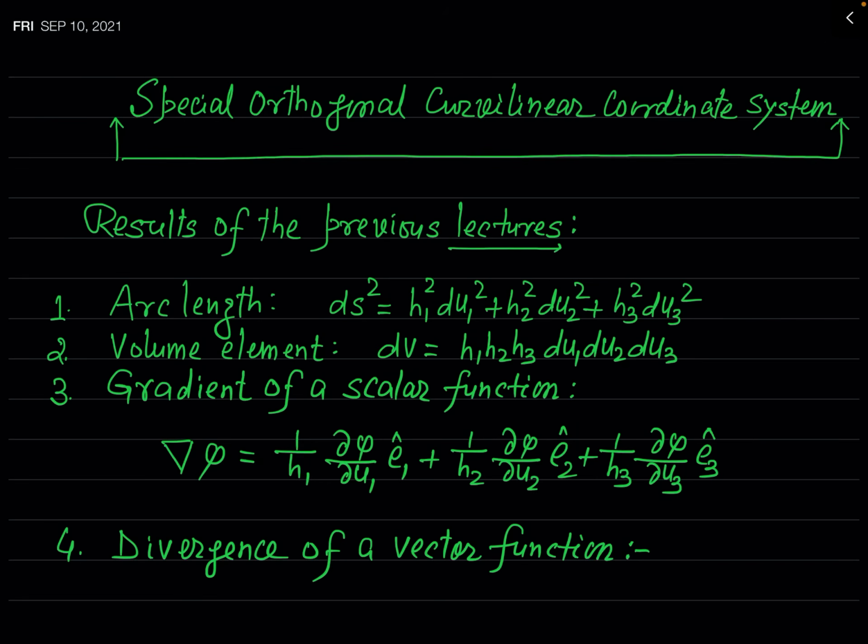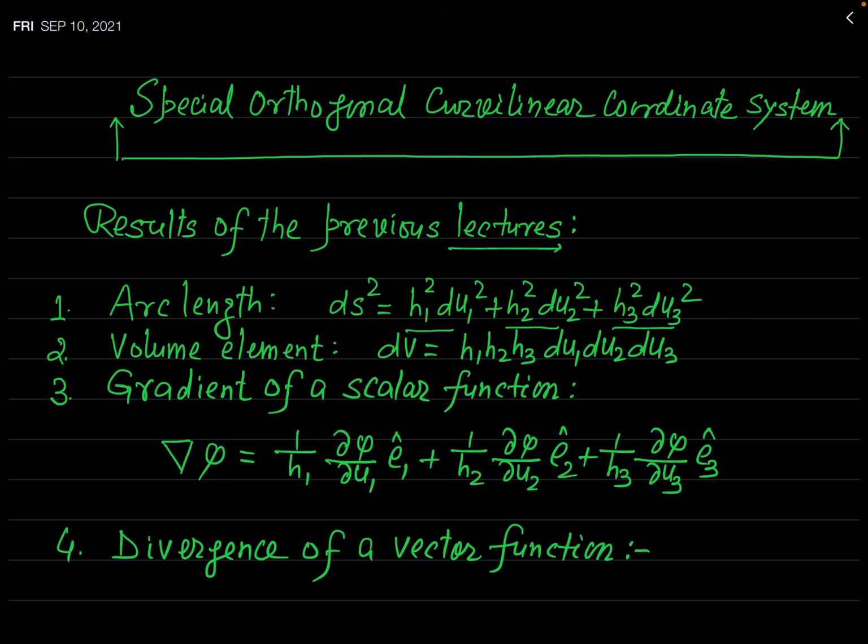So you can see in orthogonal curvilinear coordinate system, we have obtained the expression for arc length like this: ds square equal to h1 square du1 square plus h2 square du2 square plus h3 square du3 square. And you know these h1, h2 and h3 are known as scale factors. Similarly, we have obtained the expression for volume element like dv equal to h1 h2 h3 du1 du2 du3.